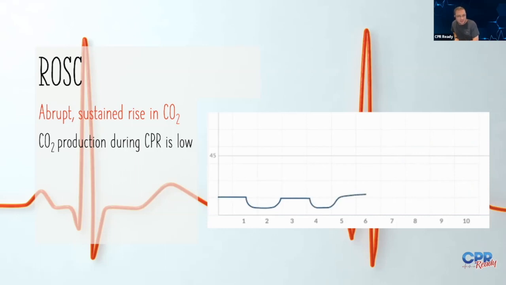But the difference between that and ROSC is one is sustained and one isn't. If you give bicarb and you get an increase in your end tidal, within a few breaths, it's going to start to come back down. But if it stays elevated above that CPR threshold, then you probably have restored the pulse.